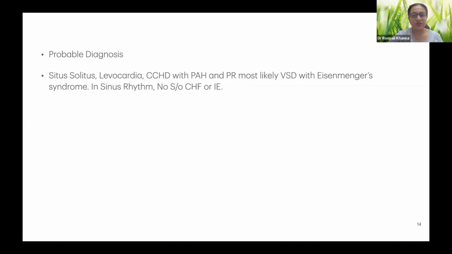The question is, the following physical sign is not a feature of Eisenmenger physiology. The first one is a loud pulmonary component of the second heart sound, or a grade 1 left parasternal heave, or an ejection systolic murmur grade 3/6, or an early diastolic murmur. You will get only 15 seconds to answer this poll.